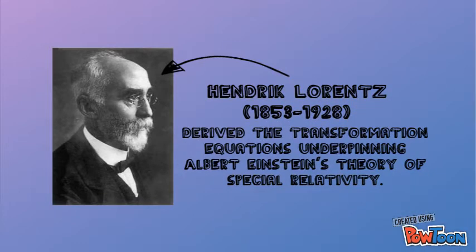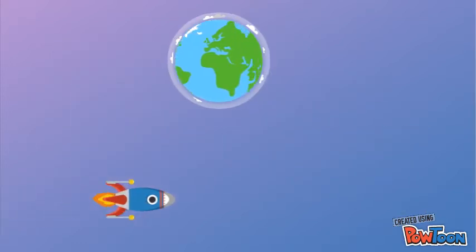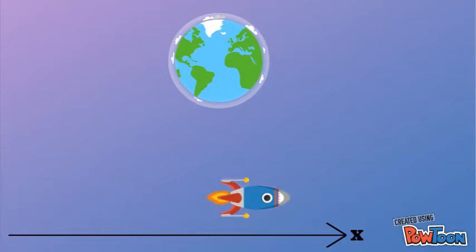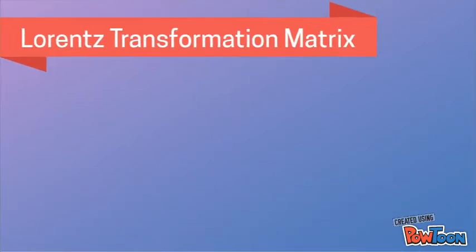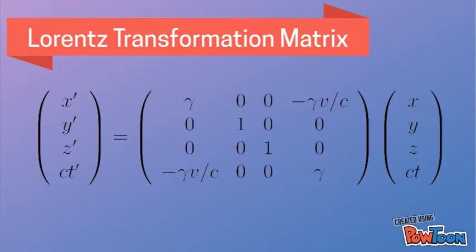Lorentz transformations connect the space and time coordinates of an event as measured by an observer in each frame. For two inertial frames moving along the x-axis at a constant velocity v relative to each other, the following matrix is applied to go from one relativistic frame to another.